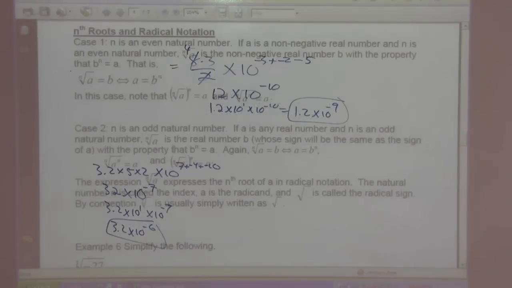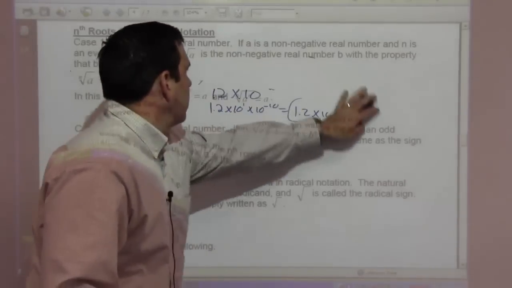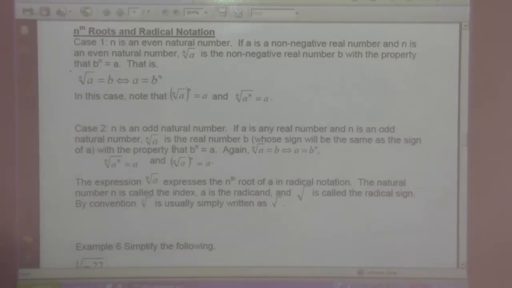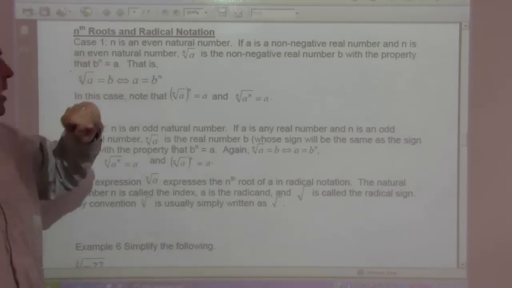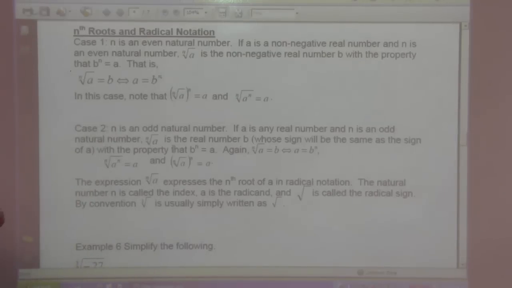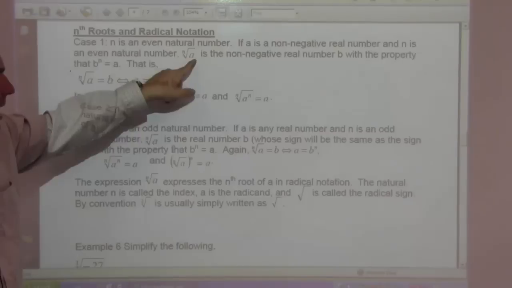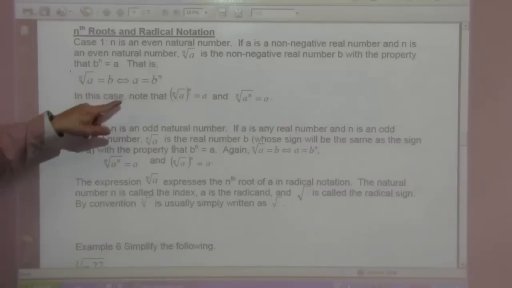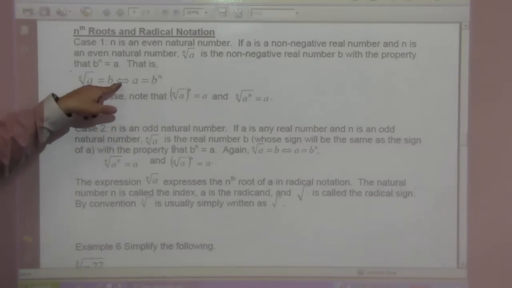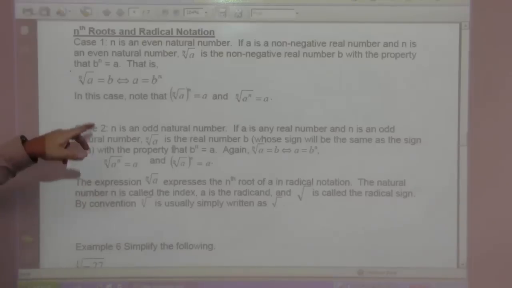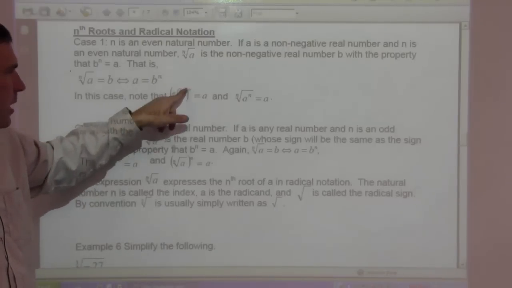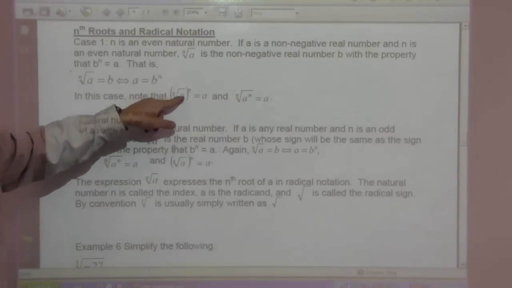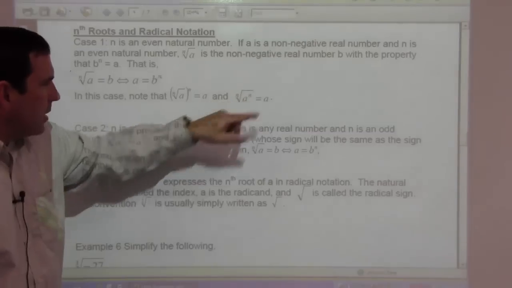Moving on to roots, nth roots, and radical notation. Case 1, n is an even natural number. If a is a non-negative real number and n is an even natural number, the nth root of a is the non-negative real number b with the property that b to the n power is a. That is, the nth root of a equals b is equivalent to saying a equals b to the n. In this case, note that the nth root of a, that result to the n is a, and the nth root of a to the n is a.